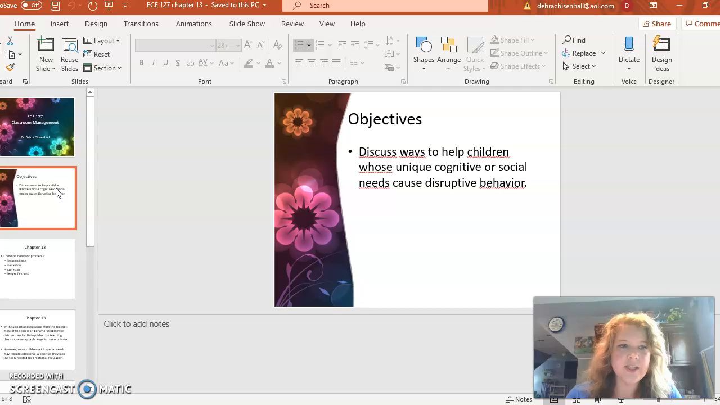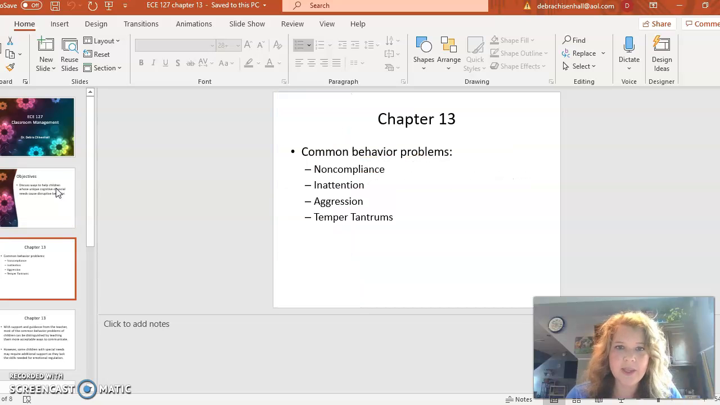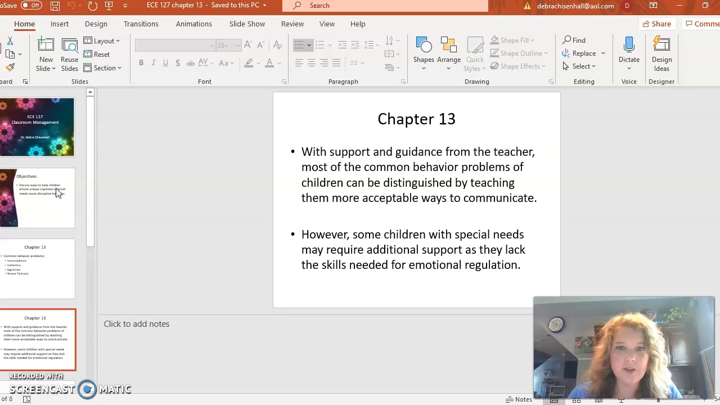So chapter 13 is how to help children who, because of their cognitive or social needs, might have disruptive behavior. So when we say disruptive behavior, that means maybe non-compliance. They will not do what you've asked them to, or inattention, just not being able to pay attention to what you're asking them to do or what you're discussing. Or sometimes even we see children who have issues with aggression or temper tantrums. So what can you do when you're working with children who are exhibiting those behaviors?